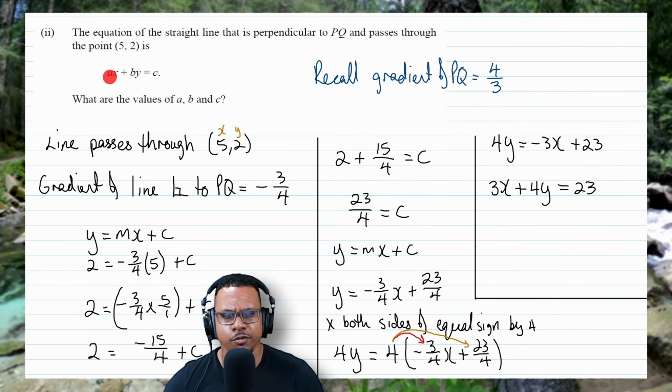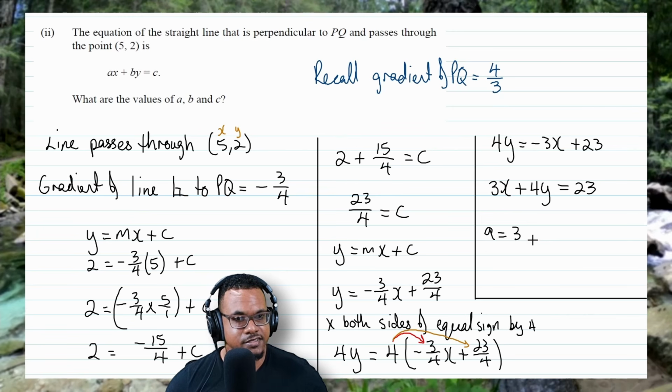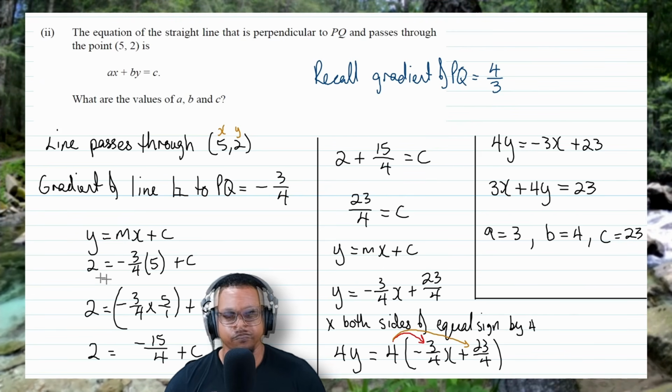So a would be the number in front of x, b would be the number in front of y, and c would be our constant. So a would be 3 because 3 is in front of x, b would be 4 because 4 is in front of y, and c is our constant, 23. And that's it. That's the end of the test.